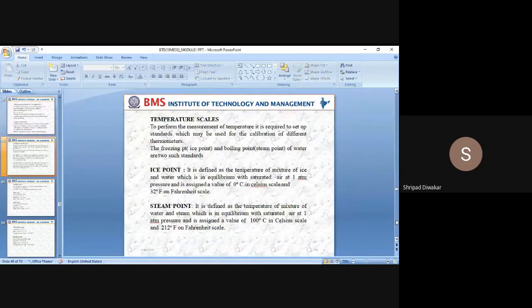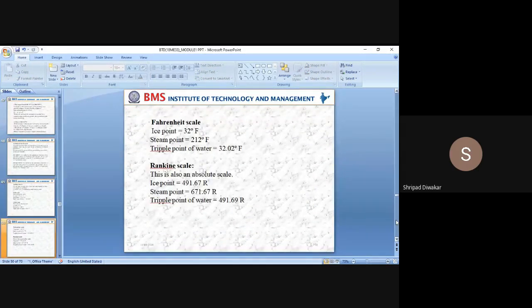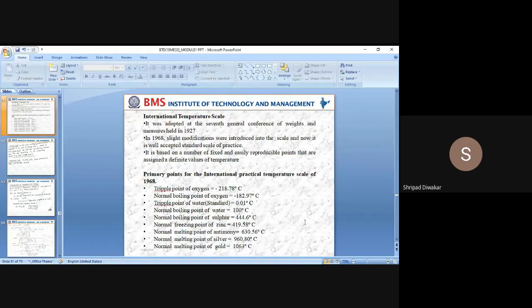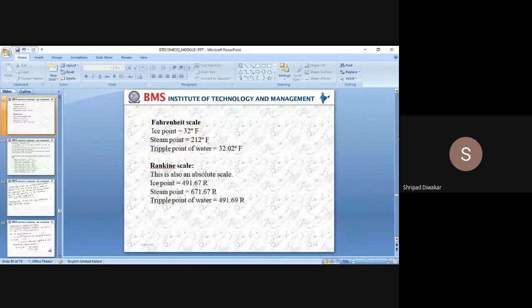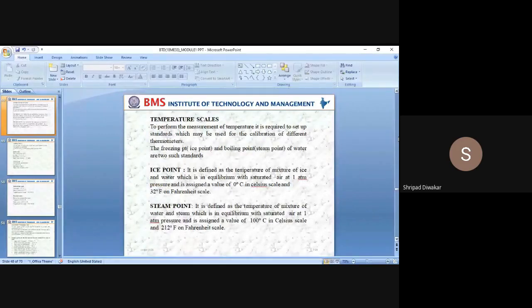You remember these are called international fixed points. International fixed points are the normal boiling point of water, normal boiling point of sulfur, normal freezing point of zinc, and then normal melting point of antimony, which is 630. We have the normal melting point of silver, which is 960, and even gold is higher than that of silver, that is 1063 degrees Celsius. So we have the gold point. It's nothing but the normal melting point of gold, 1063, which is used to measure the temperature.